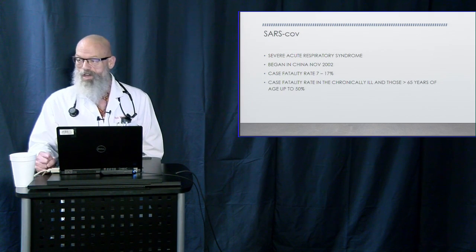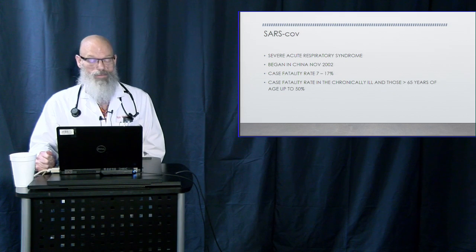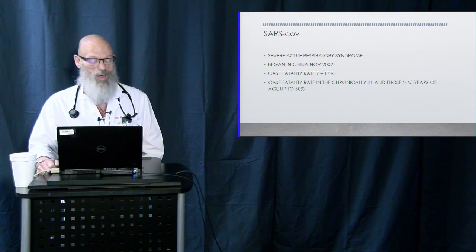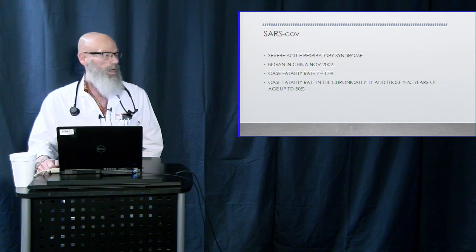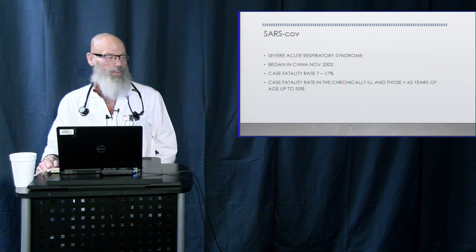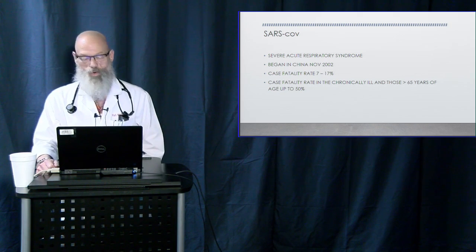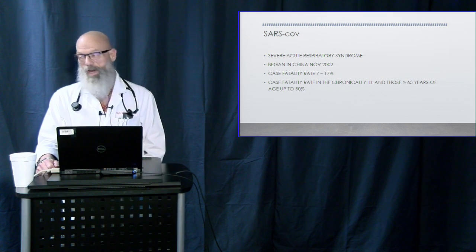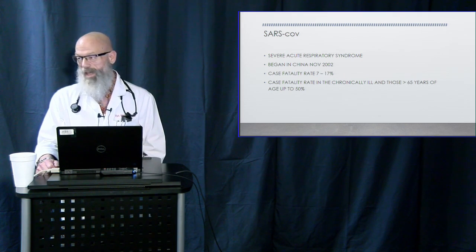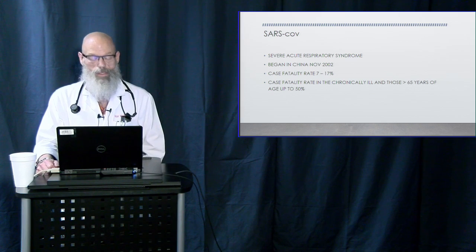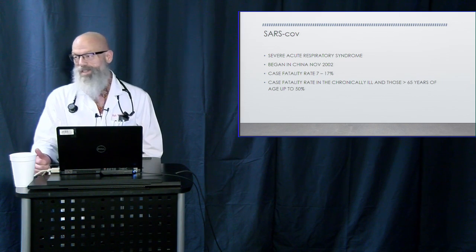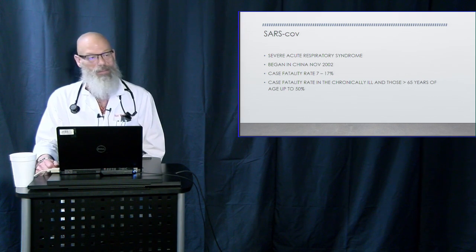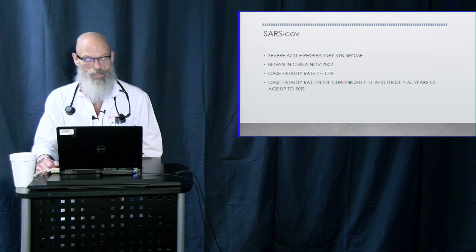The original SARS outbreak, I've seen it referred to as just SARS coronavirus. I saw one article yesterday that called it SARS coronavirus 1. SARS stands for Severe Acute Respiratory Syndrome. This began in China in November 2002. The case fatality rate was 7 to 17%. The number I've seen quoted more often is 10%.